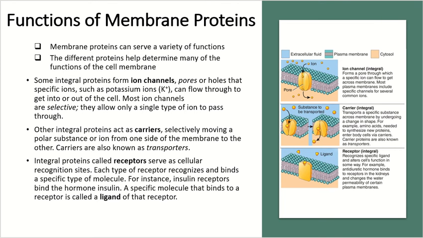Next, our next type of integral protein are called receptors. These are going to serve as cellular recognition sites, and each type of receptor is going to recognize and bind to only a very specific type of molecule. So, for instance, the insulin receptor is going to only bind to the hormone insulin. A specific molecule that's going to bind to that specific receptor is called a ligand of that receptor. So in this case, the ligand for our insulin receptor would be the hormone insulin. And that is the only ligand that will bind to that particular receptor. So it's very selective, very specific.